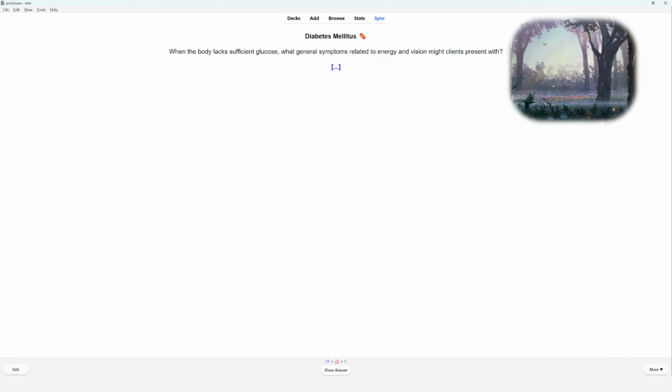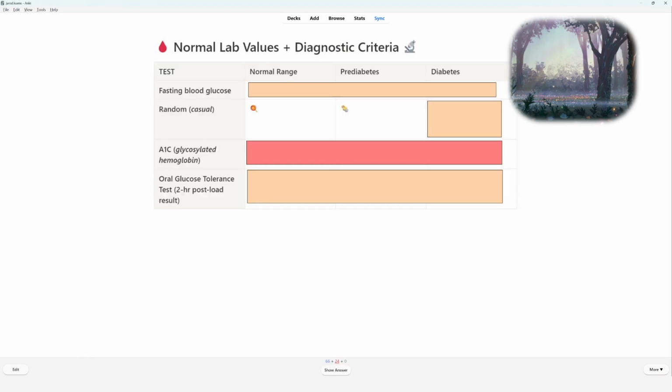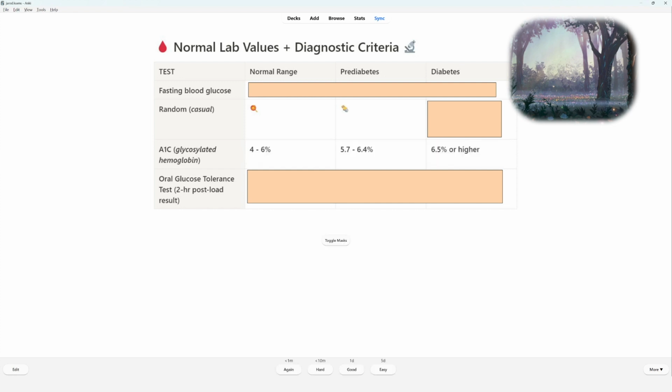High triglycerides, over 150. When the body lacks sufficient glucose, what general symptoms related to energy and vision might clients present with? That's that weakness, fatigue, headaches, blurred or double vision. A1C under 5.7, 5.7 to 6.4 pre-diabetes, over 6.5 for diabetes, 6.5 or higher.